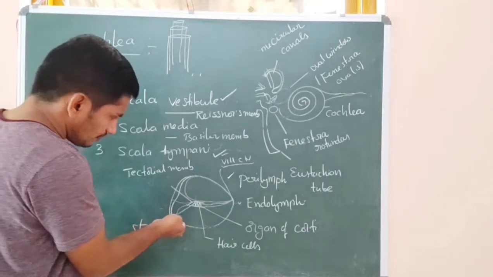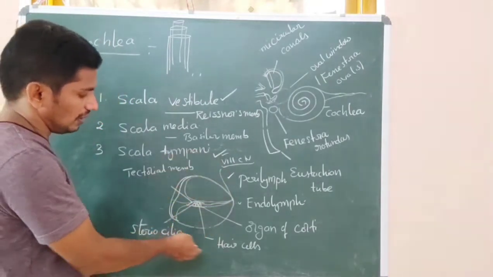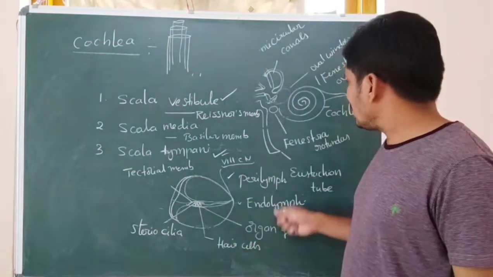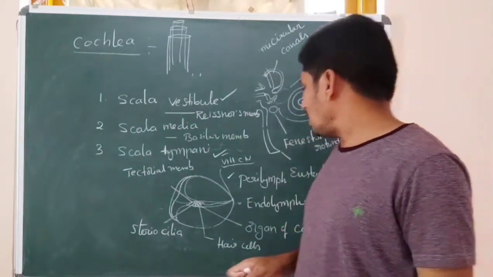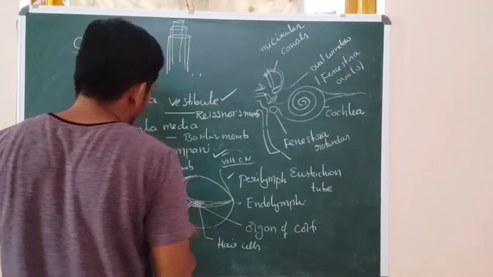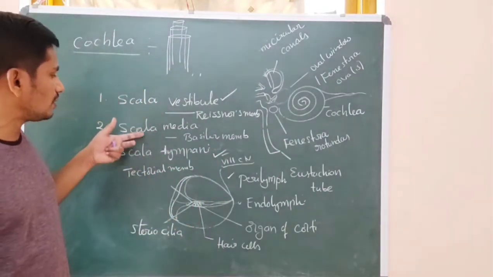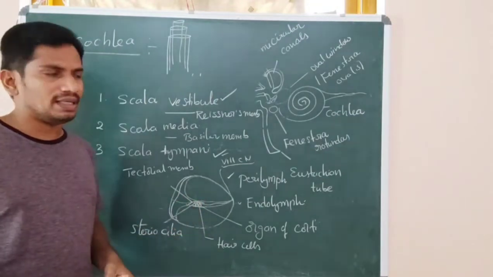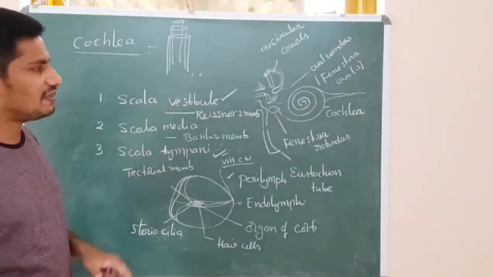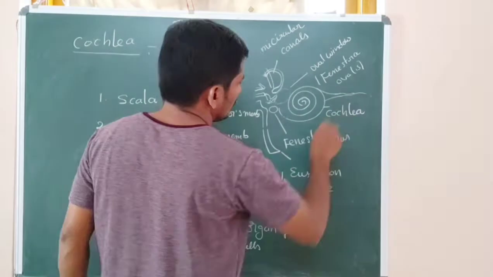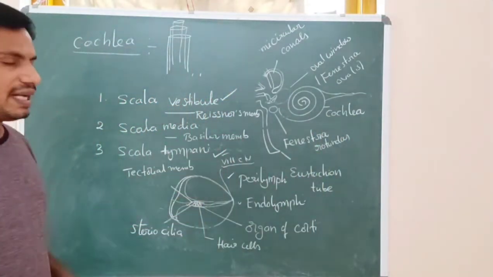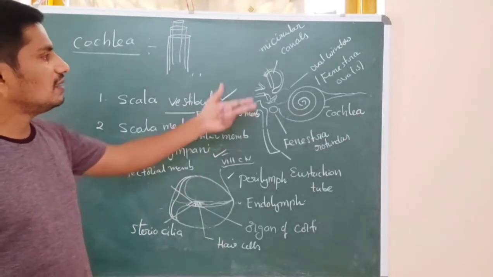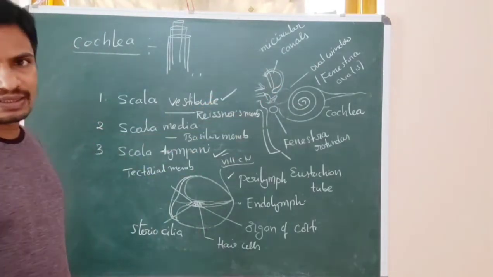Now here, this organ of Corti is in the cochlea, right? The cochlea is the complete structure having 3 tubes, 1, 2, 3. That complete structure is the cochlea. It's a vase shaped spring, innervated by the nerve known as the branch of the 8th cranial nerve. Next, we'll go for the vestibular apparatus.